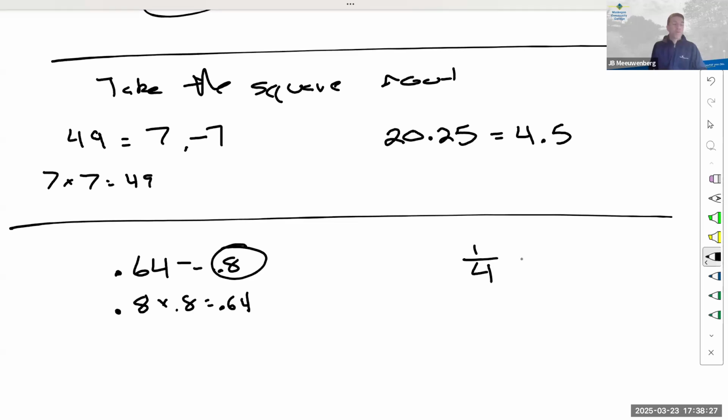And 1/4. Need to figure this one out. 1/2 times 1/2 is equal to 1/4. 2 times 2 is 4. So the square root of a fourth is 1/2.